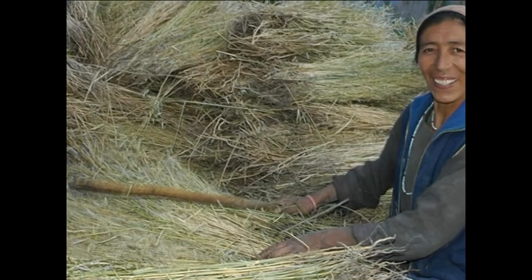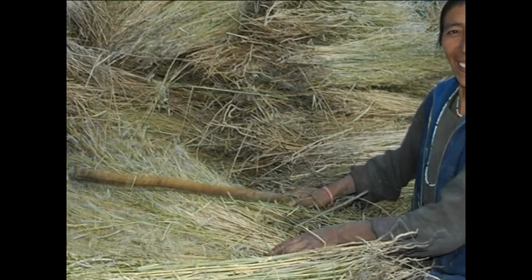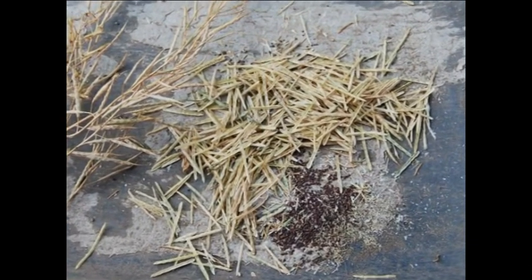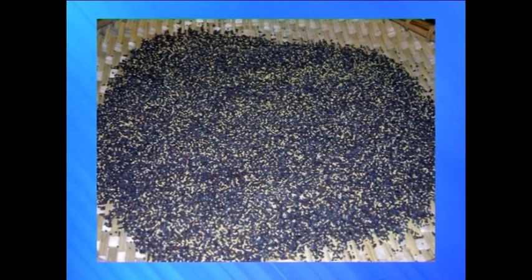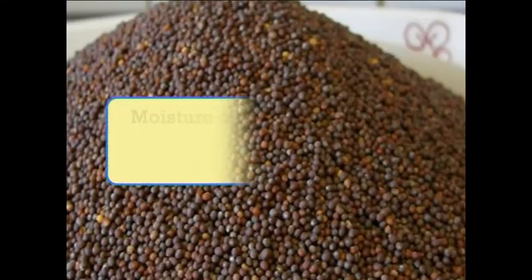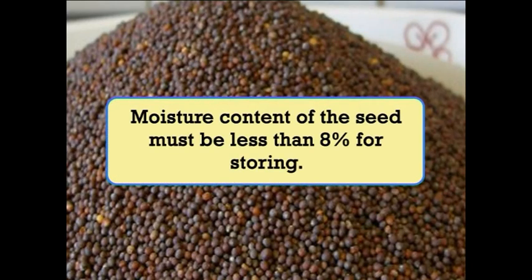Sarson is less liable to shattering, but in the case of mustard, care should be taken to harvest it just before the pods open, in order to avoid heavy losses from shattering of the seeds. Threshing can easily be done by beating with sticks. The pods easily shatter and give away seeds. The seeds should be dried for a couple of days before they are stored. Moisture content of the seed must be less than 8% for storing.